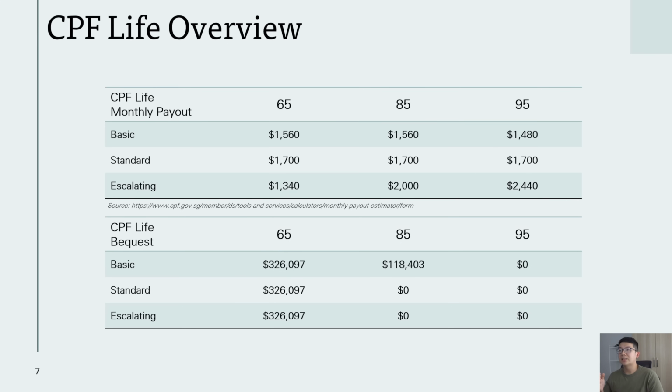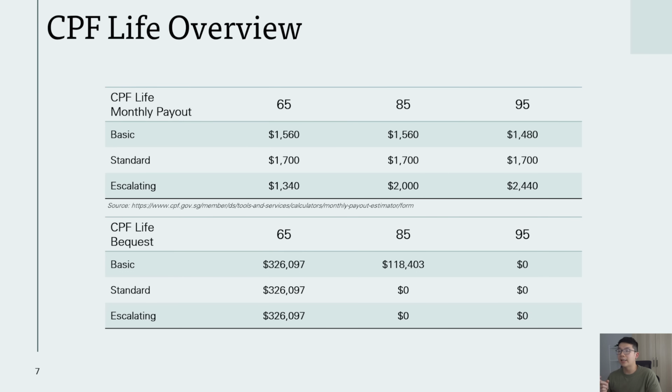For the CPF Life bequest, if you pass on at 65 and you haven't withdrawn anything, everyone still gets $326,000. But at age 85, if you're on the basic plan and you pass on at age 85, your family will get $118,000, but for standard and escalating, you both get $0 for your family. This is because of how the basic plan is structured, where 80 to 90% stays in your RA. So the RA continues to grow, but you still withdraw from it. However, at age 85, it still has about $118,000.